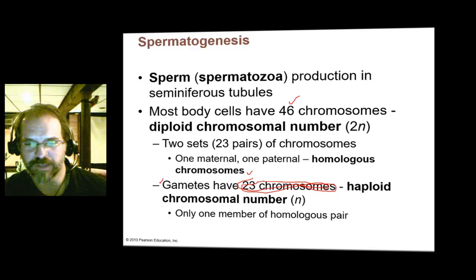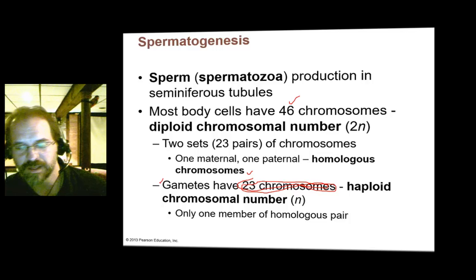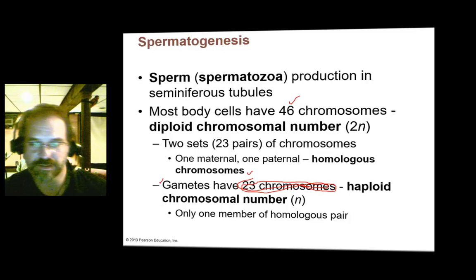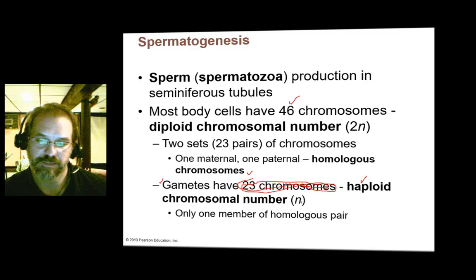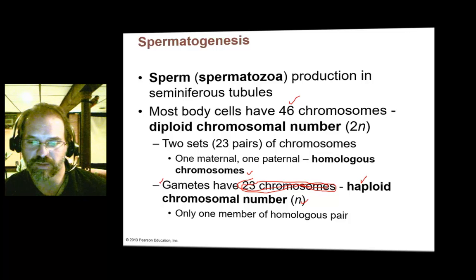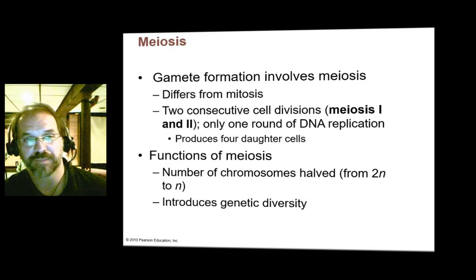And it can't just be any 23 chromosomes. It can't be two number 1s and 2 number 2s and no 4s and no 3s, but it has to be one full set. So it's 1 through 23, you have to have one set. And that one full set is called a haploid number, and it's given by the abbreviation N. So when we make our one set, it's only one member of each homologous pair.